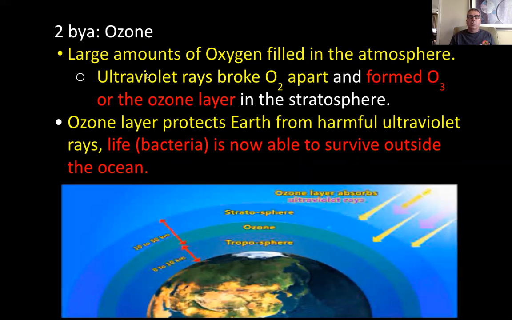All right, so we have a lot of amount of oxygen. The UV rays break the O2 apart into single oxygens, and they bind with other oxygen O2s, and they form ozone. Okay, the cause is the layer protects the Earth from the harmful UV rays, and the effect is now we have bacteria able to survive outside of the ocean.